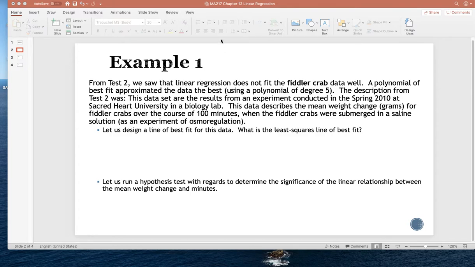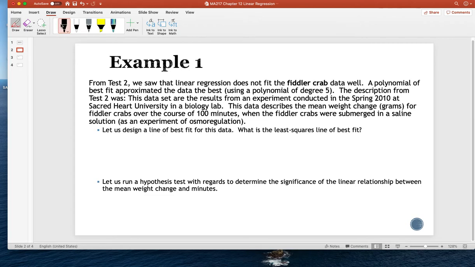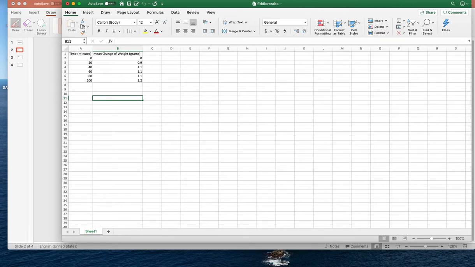Let us first design a line of best fit for this data, and then we want to know what that least squares line of best fit is. So, for us to do this, we first need the data, which I have open, not there, here we are. This lovely data set.